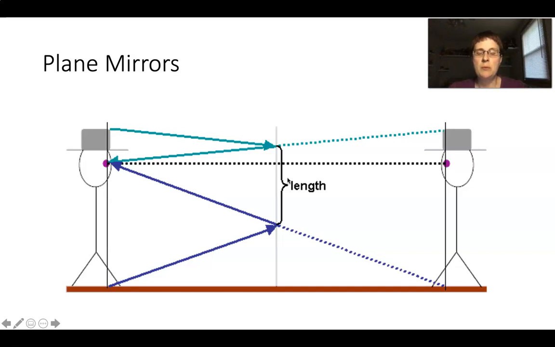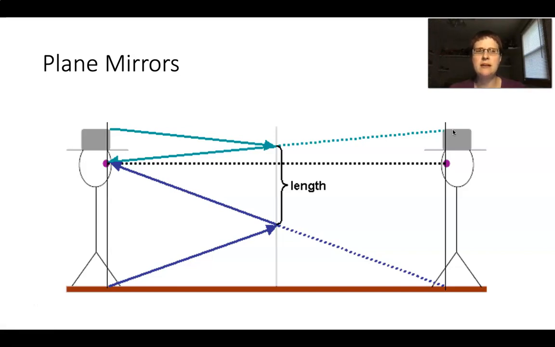But remember, we're also looking at a virtual image of ourselves in the mirror, and that's because those light rays are for our brains extending backwards into the mirror the same distance that we're standing away from that mirror.